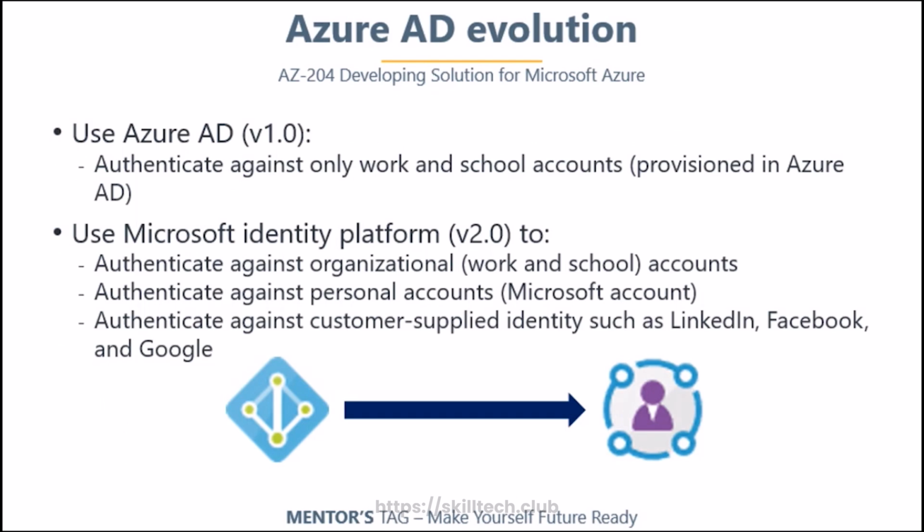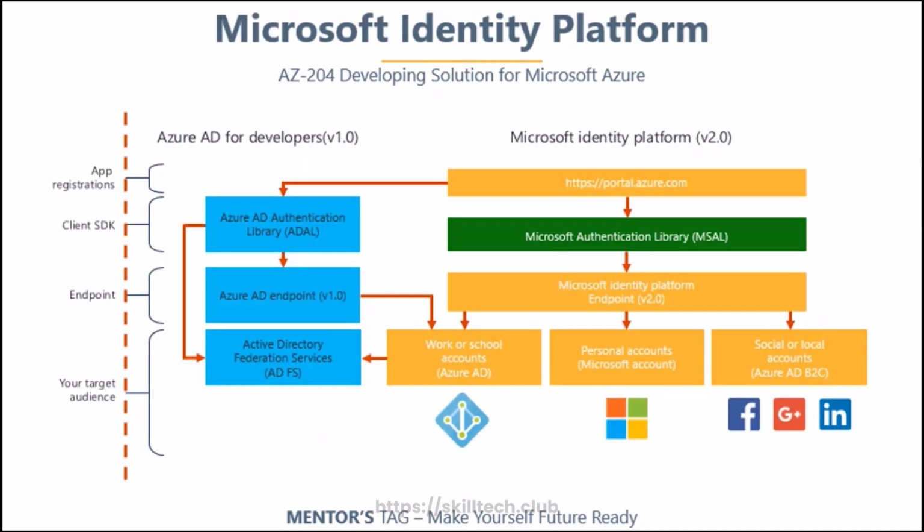Until recently, most developers have worked with ADAL version 1.0, which is a platform to authenticate work and school accounts provisioned by the Azure Active Directory. If you want, you can use Microsoft Identity Platform version 2.0 also, in which you can authenticate against organization accounts, as well as personal accounts, which can be Microsoft or maybe third party like LinkedIn, Facebook, and Google. Microsoft Identity Platform is an evolution of the Azure Active Directory Developer Platform.